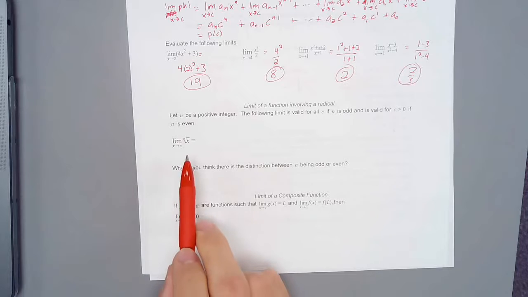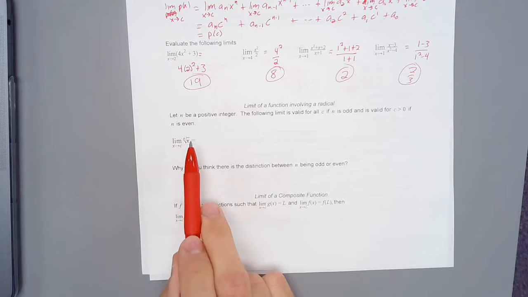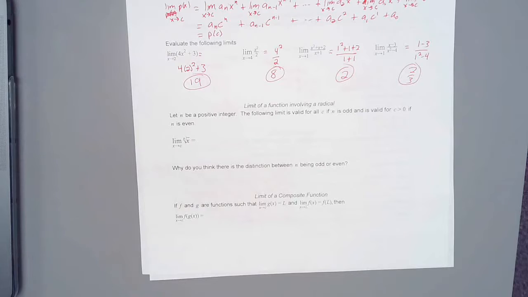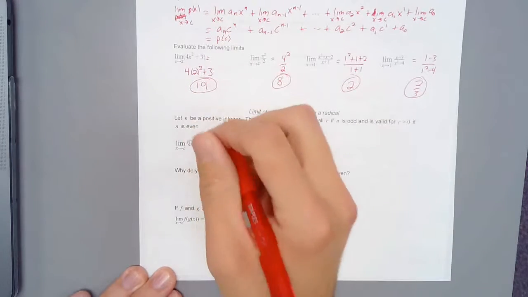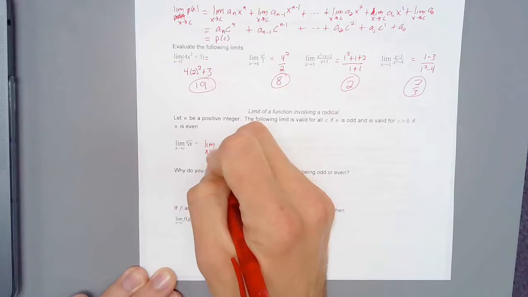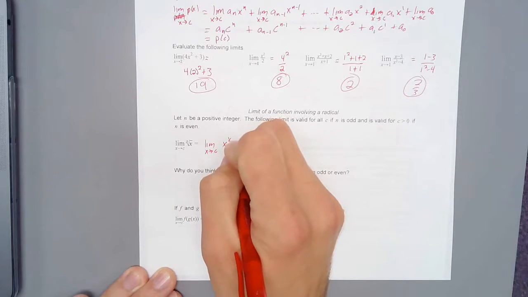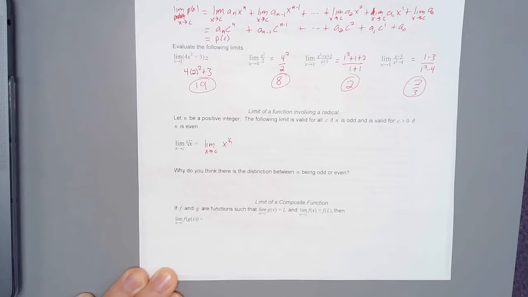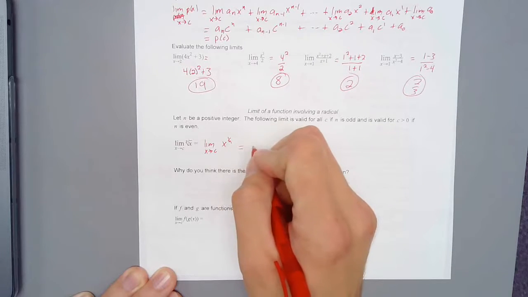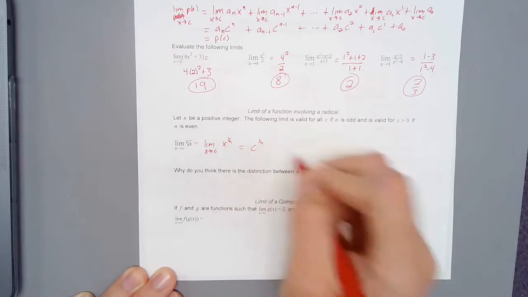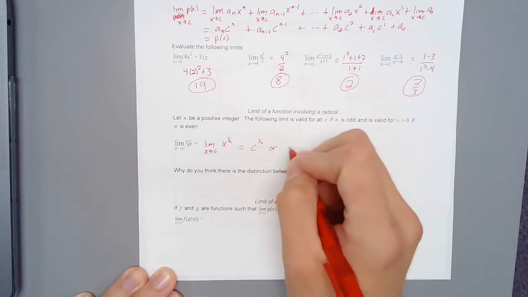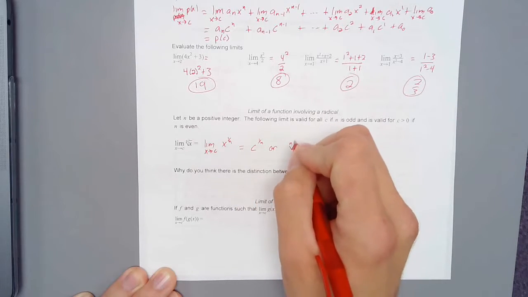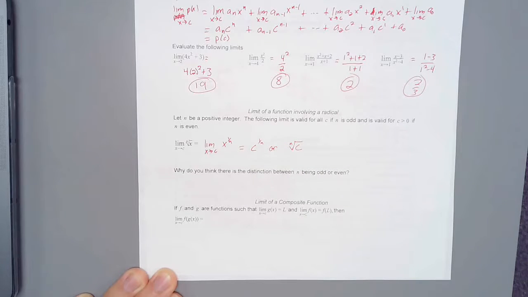So let's talk about limits of functions involving radicals. Here we have the limit as x approaches c of the nth root of x. Remember, this is the same thing as x to the 1 over n power. So basically we have a power again, so we can just pop that c in for x. This is going to be c to the 1 over n, which is also the nth root of c. So again, direct substitution is how we find this limit.